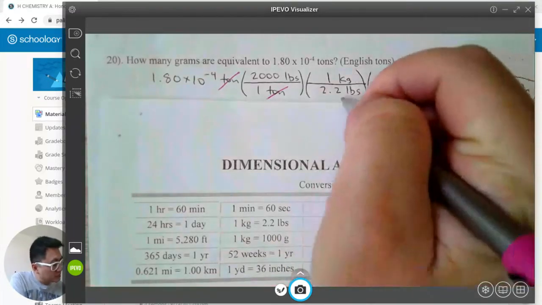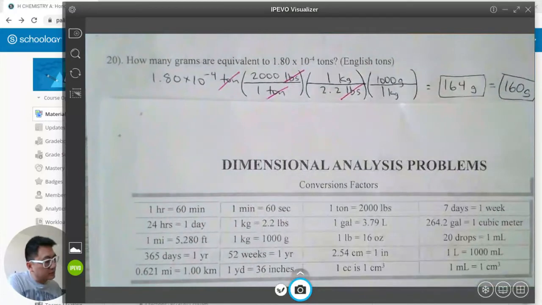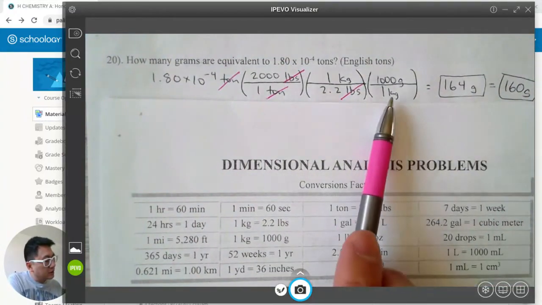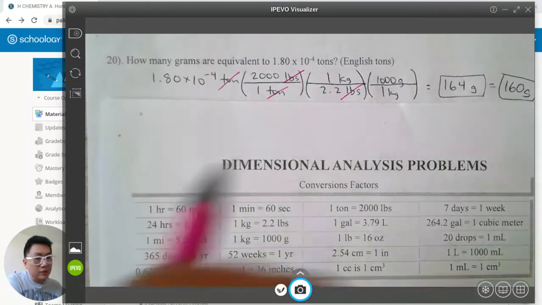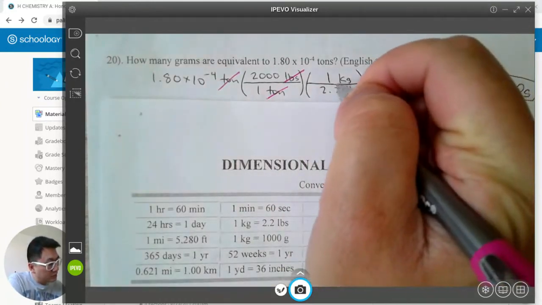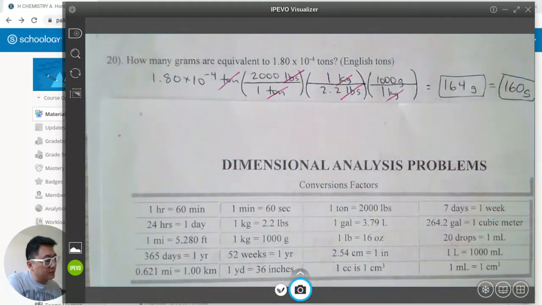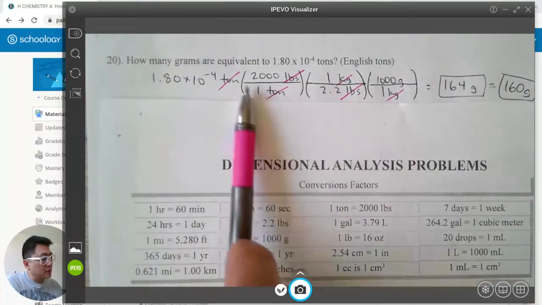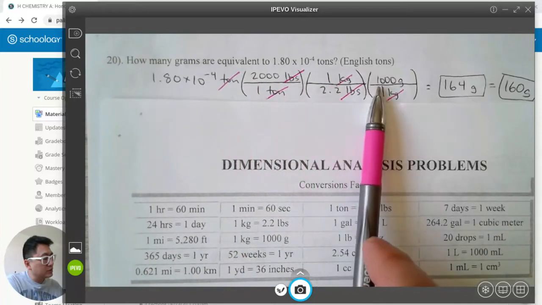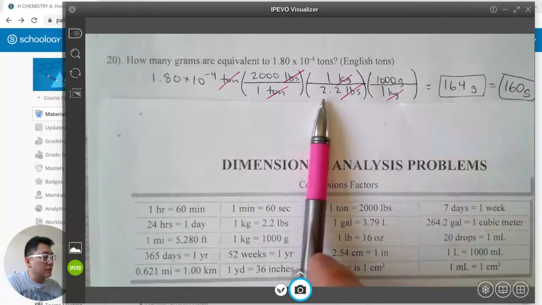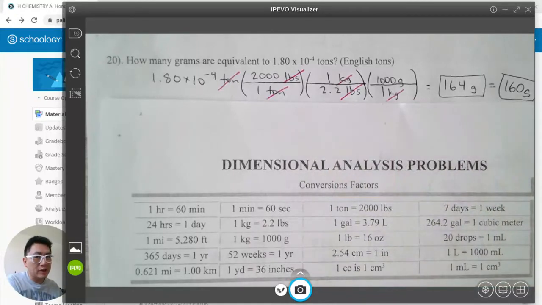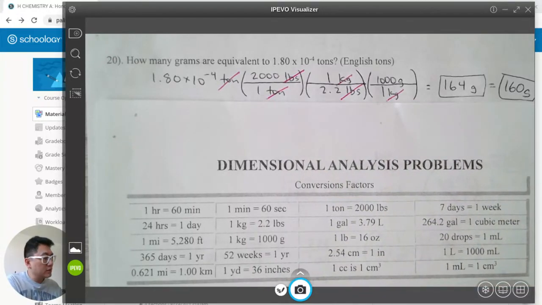I put pounds in the denominator, so I cancel all those pounds. Next thing, a kilogram is 1,000 grams. That's just the prefix kilo, so kilograms cancel. So it'd be 1.80 times 10 to the minus 4 times 2,000 divided by 2.2 times 1,000, which is 164 if you want 3 sig figs, or technically it should be 2 sig figs, or 160 grams. Okay, so that was question number 20.